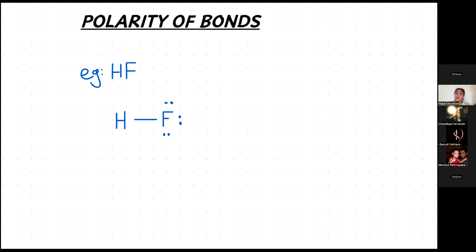Yes. The ability to attract electrons in a bond. Yes, thank you.